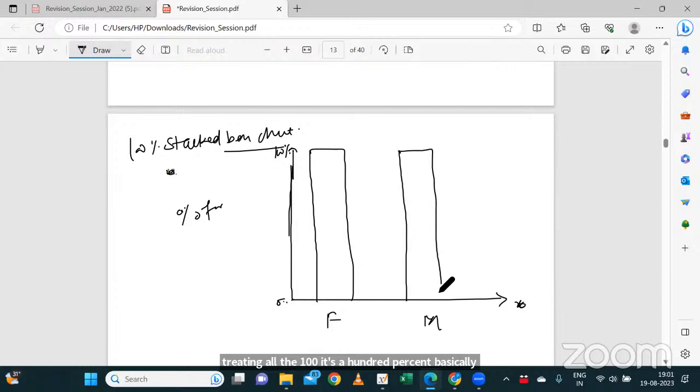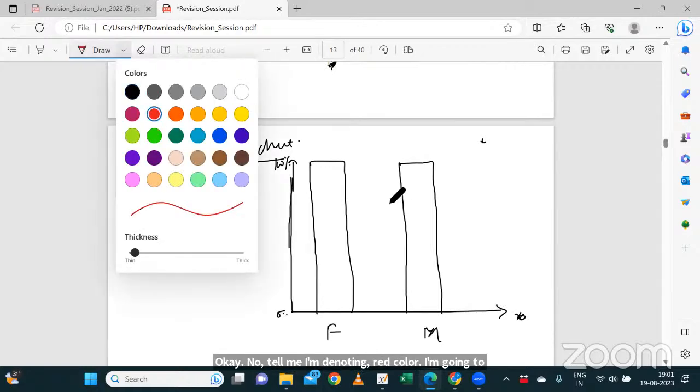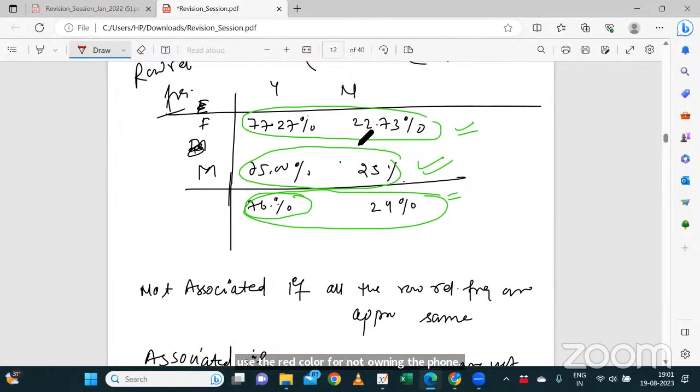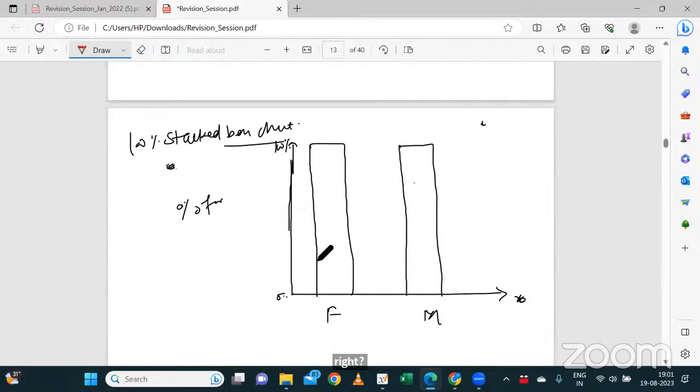male. Okay. Now tell me, I'm denoting red color. I'm going to use the red color for not owning the phone. So what is the percentage for not owning the phone? Female 22.73, right? So let's say 22.73 is coming approximately here. Okay. And for male, what is the percentage of not owning a phone? 25%, right? If it's 22.6, let's say 25 is somewhat here. Okay. Are you agreeing with me?